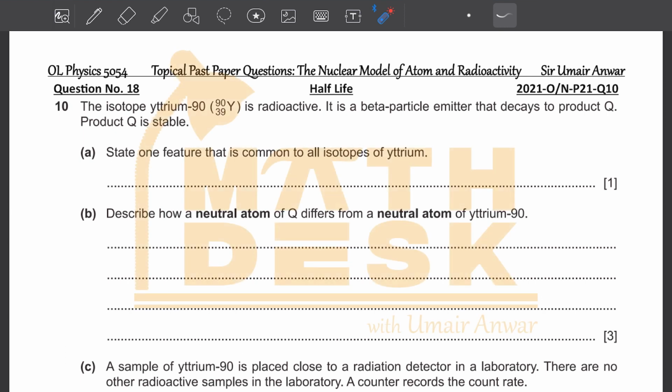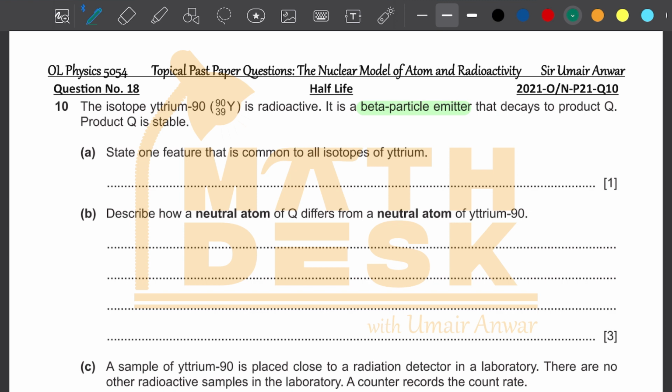Welcome to this tutorial. I'm solving question number 10 of paper 21 October-November exam series of 2021 in this tutorial. The topic of this question is half-life. The question says the isotope yttrium-90 (Y-90, atomic number 39) is radioactive. It is a beta particle emitter, which is very important information about the radioactive substance that decays to product Q. The product Q is stable.